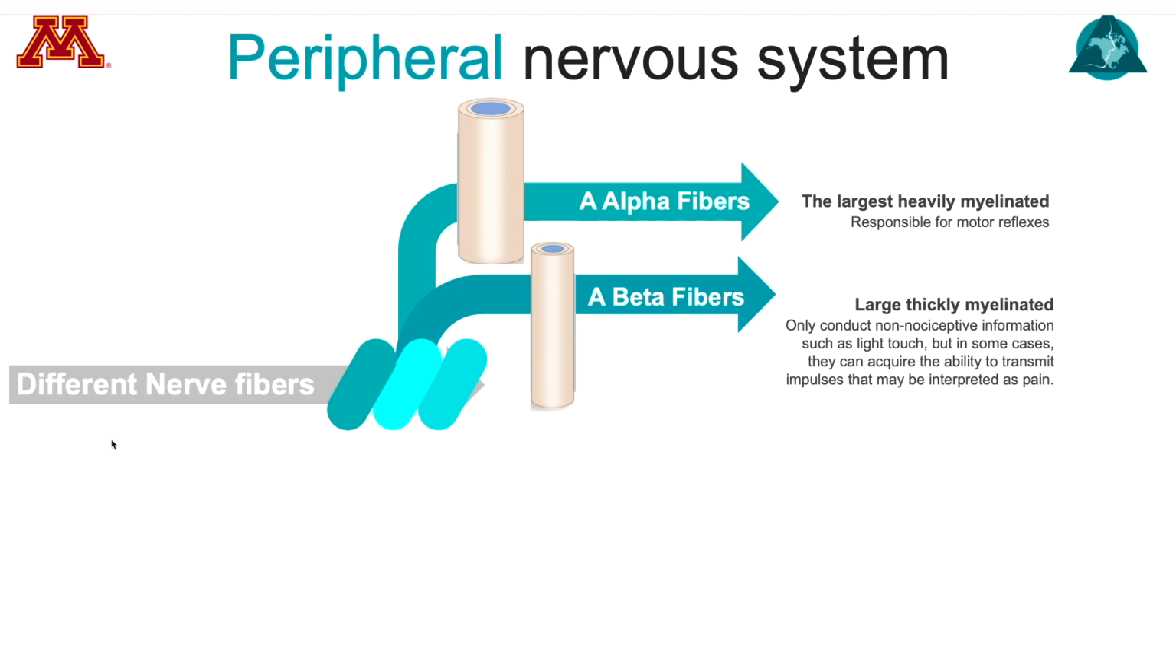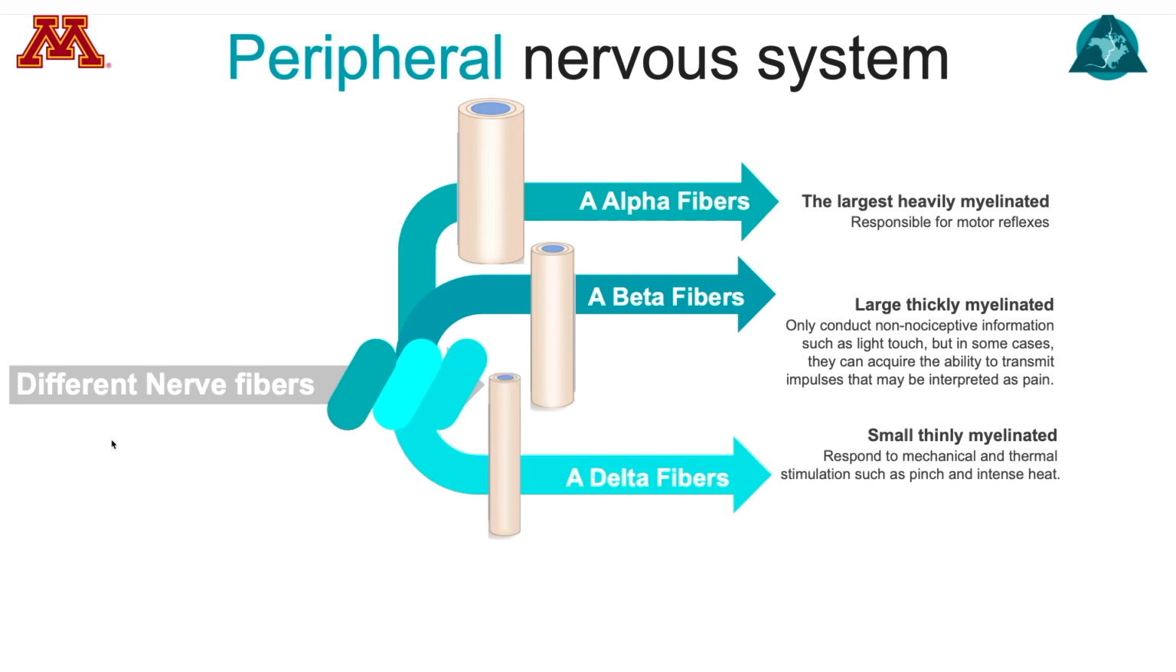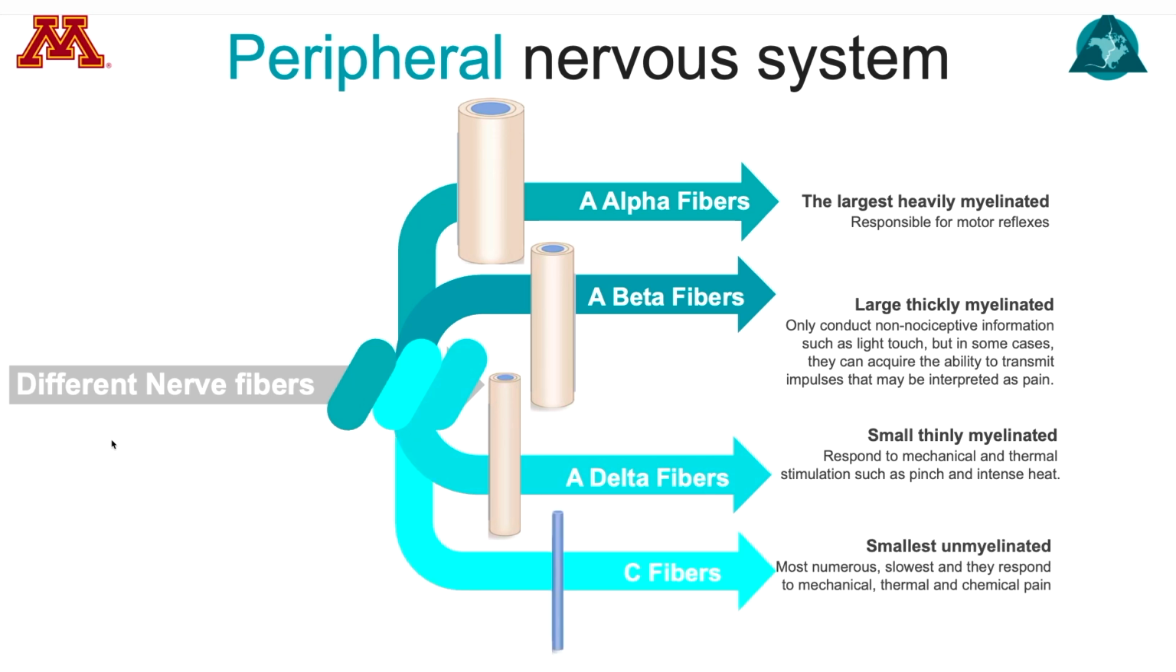It can be involved in pain, but that's not the usual. Then the A-delta fiber, much smaller, thinner in myelination, and this transmits mechanical and thermal stimulation. Mechanical, it's like when someone pinches you, this sharp pain, that's the A-delta, and intense heat. And then the C fibers, it's the smallest. It's not myelinated at all, but it's the most numerous in our nervous system. It transmits the mechanical, thermal pain, chemical pain, and that's the pain you feel as dull pain.